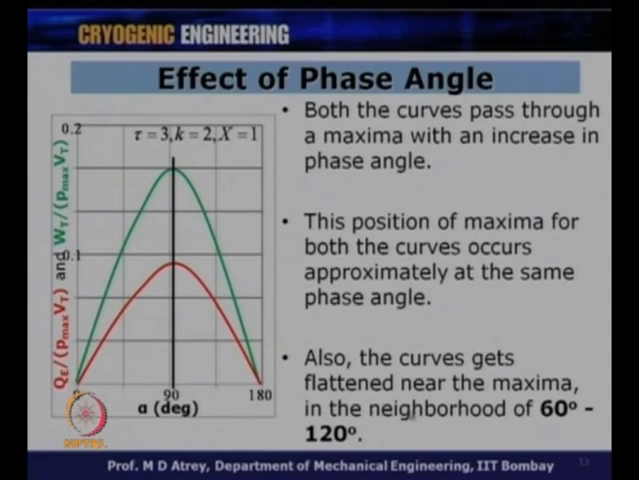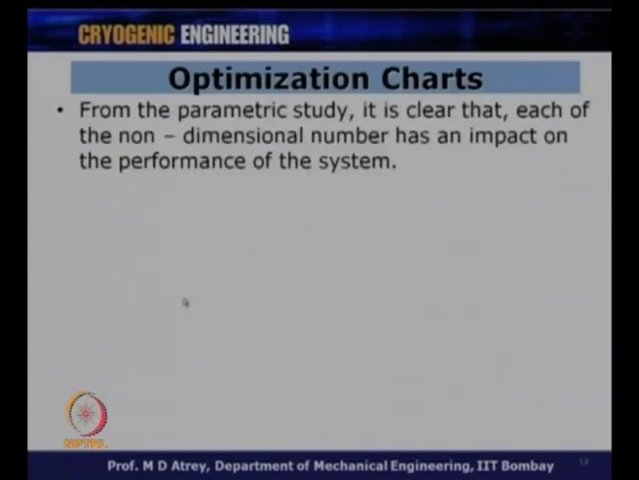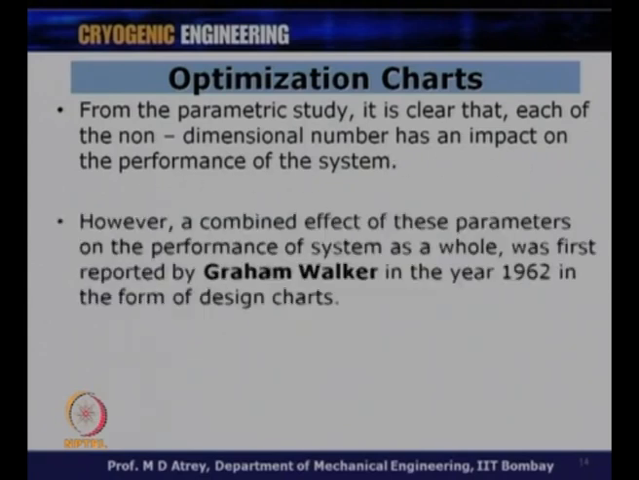So, that is why I say that the sensitivity of Wmax and Qmax is not that high in this region, while if you go beyond that, it is very high. In the part below 60 and after 120, the variations in Qmax and Wmax are quite drastic for the variations in alpha, and therefore I should see that alpha remains between 60 and 120 as far as possible. Now, you have seen that there are so many charts and so many parameters, and the variation of Qmax and Wmax is different for these variations of the parameters. From the parametric study, it is clear that each of the non-dimensional parameters has an impact on the performance of the system.